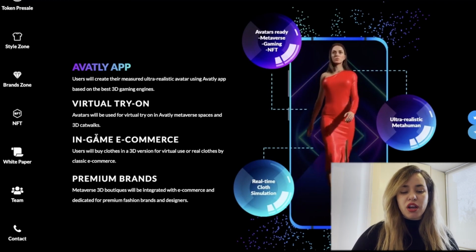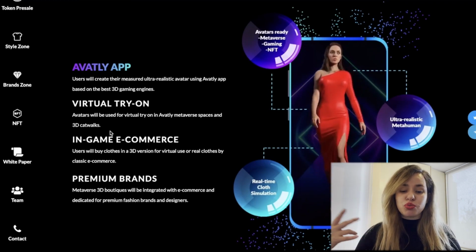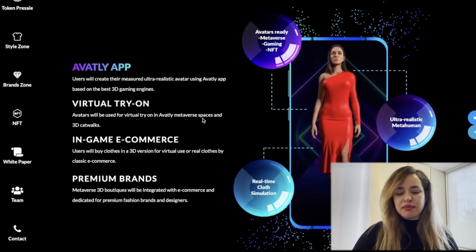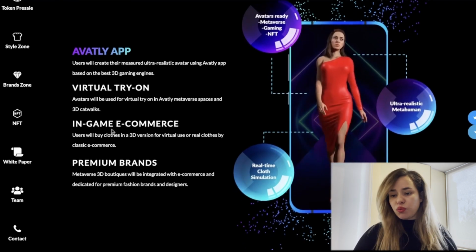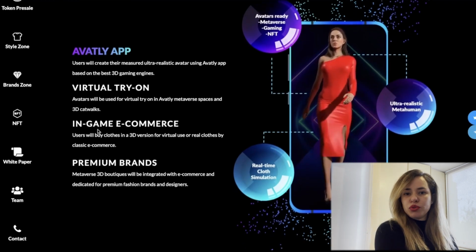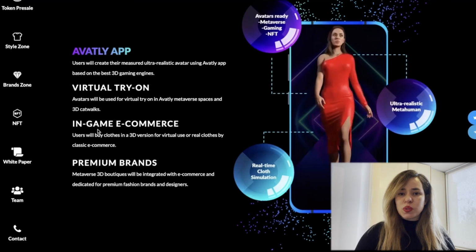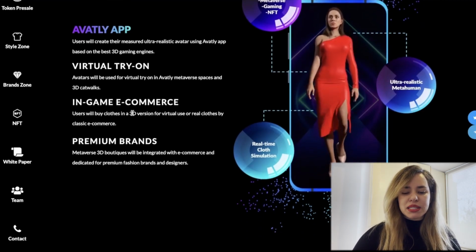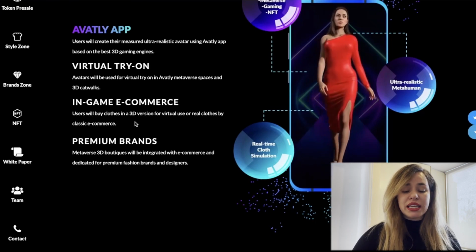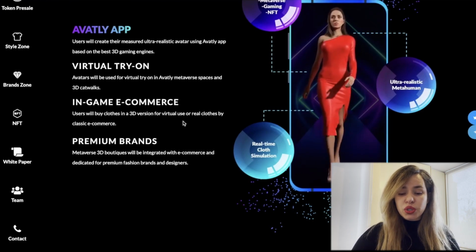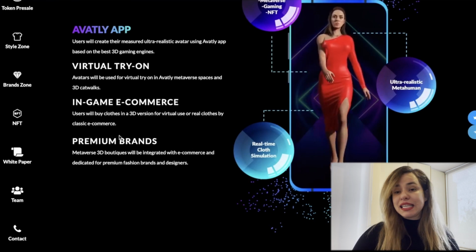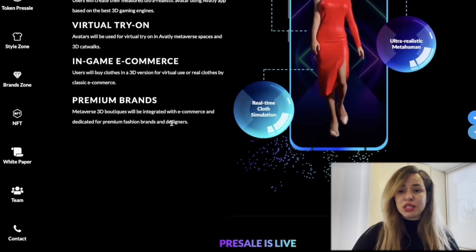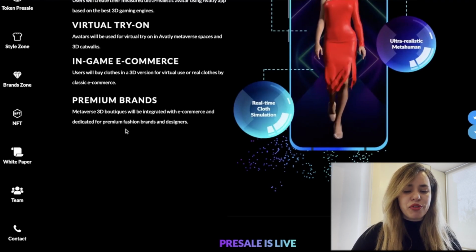So a virtual try-on, this is where you're going to be able to once again try as much clothing as you want, right? There are different metaverse spaces and 3D catwalks. Maybe those are the fashion shows they are talking about that will also take place. In games e-commerce, users will buy clothes in a 3D version for virtual use, or real clothes by classic e-commerce. Premium brands' metaverse 3D boutiques will be integrated with e-commerce and dedicated to premium fashion brands and designers.